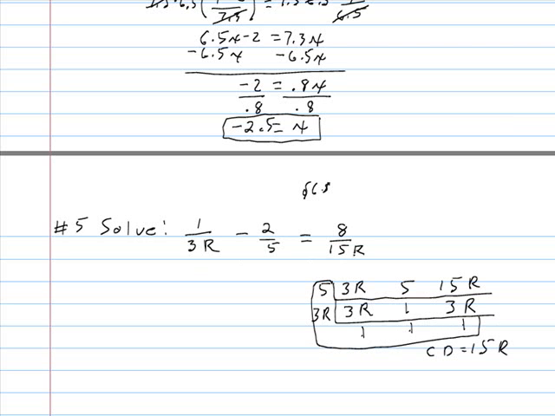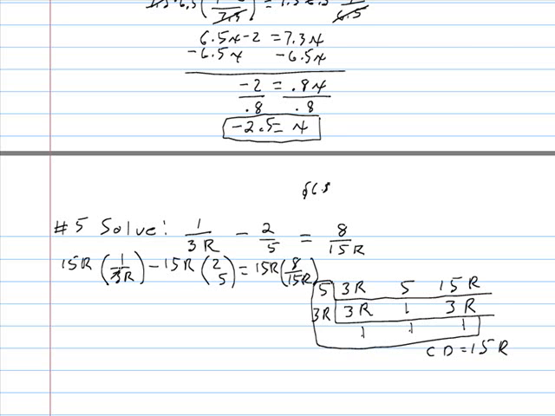So I need to multiply every term by the common denominator. So I multiply 15r times the first term, minus 15r times the second term, is equal to 15r times the third term. And now when I cancel, if I've properly chosen my common denominator, I will have no fractions.